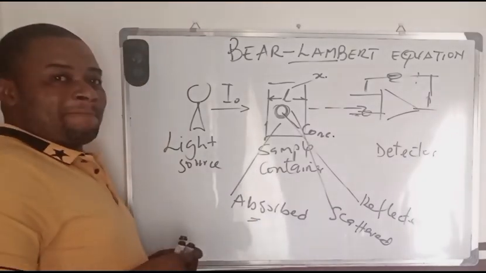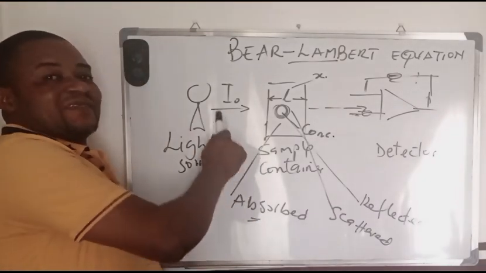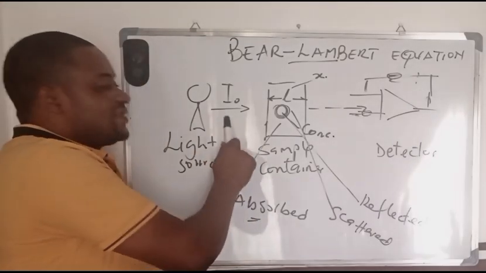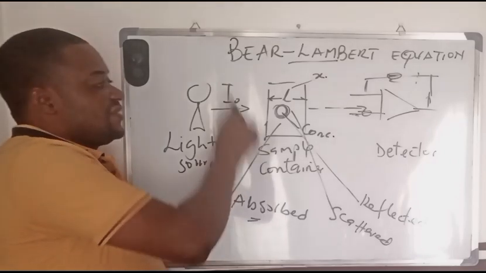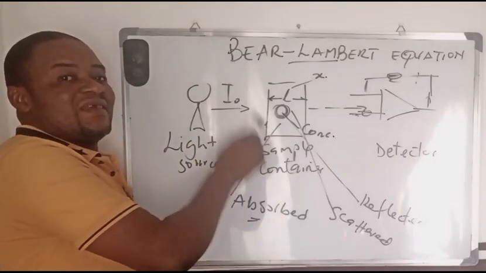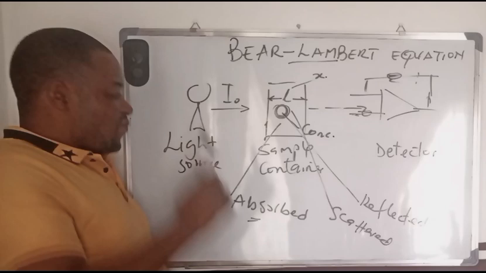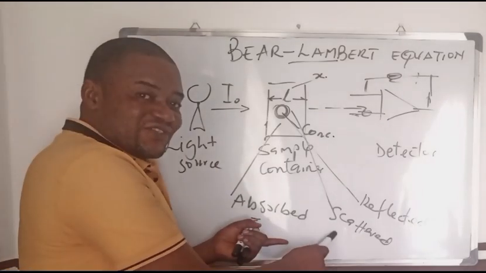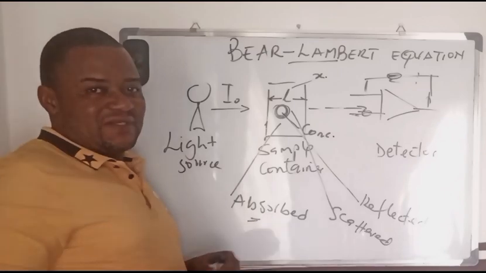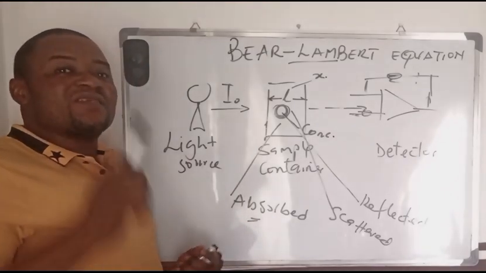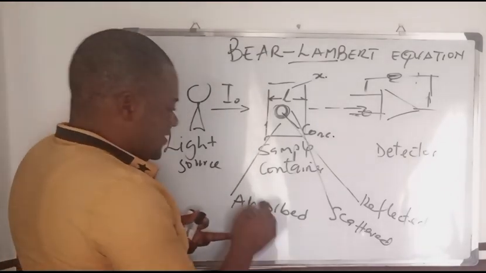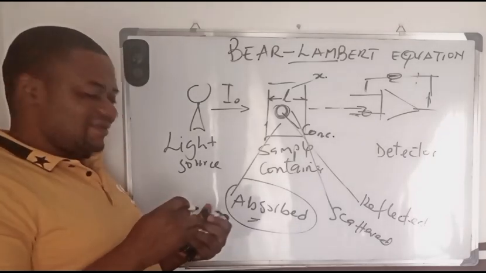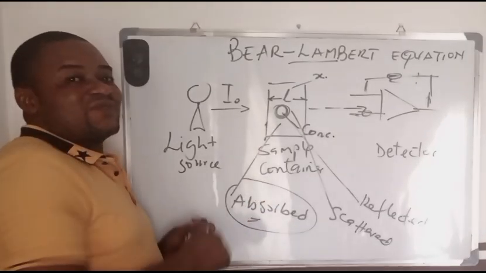That is what you must know. From a monochromatic light source, once there is incident radiation hitting the sample container, three things happen there. One is that there will be absorbed radiation, there will be scattered radiation, and there will be reflected radiation. But the one that is of most importance is the absorbed radiation. So the sample is going to absorb radiation.